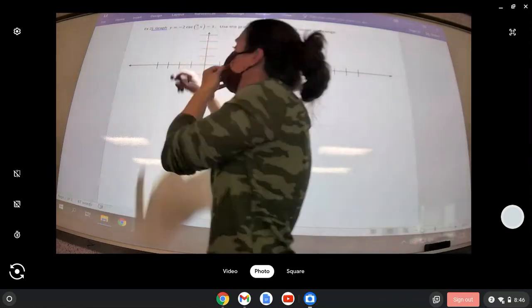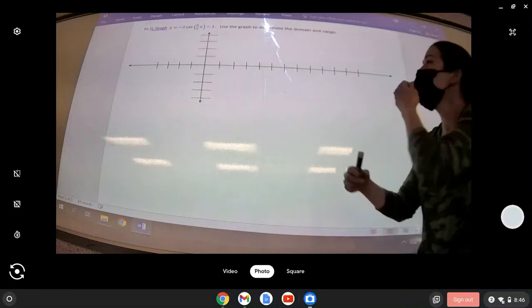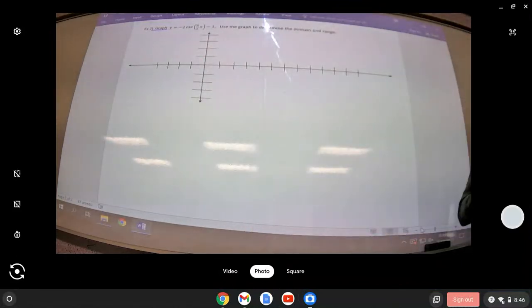All right, we have pi over 2 times x. That's definitely going to affect our x's, so that'll affect our period. All right, and then we have the minus 1 on the outside that will affect y and shift it down.